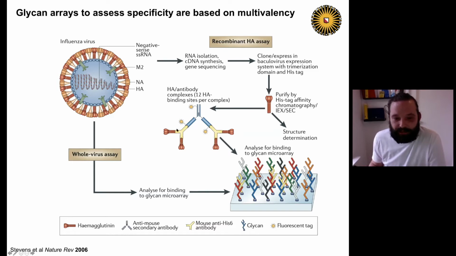And that's what we do here with a trimeric HA, and we use an antibody against the tag, which can be His, in our case, a Strep. And then we add another antibody against the mouse antibody or the human antibody to make a pre-complex. So you have 4 HA trimers here, and you can play around with the different labels on these antibodies. And then you can analyze which kind of glycans this HA or virus binds on a glycan array.